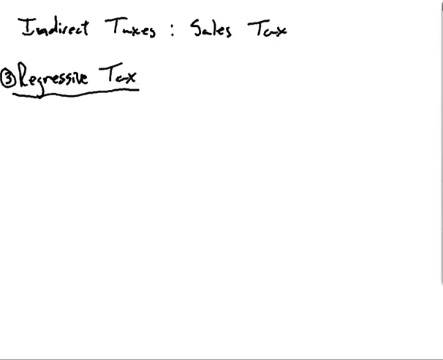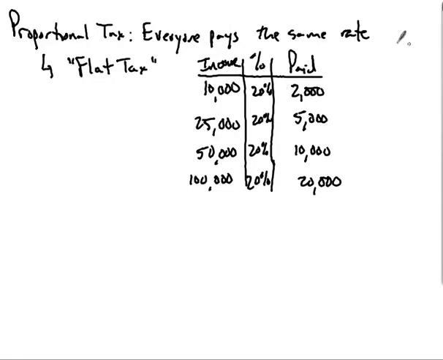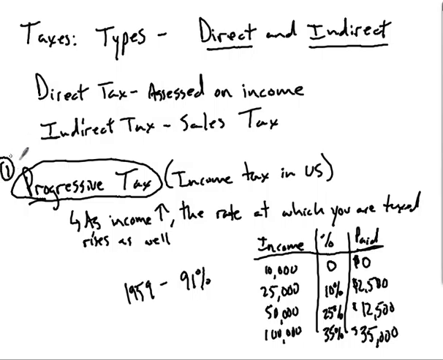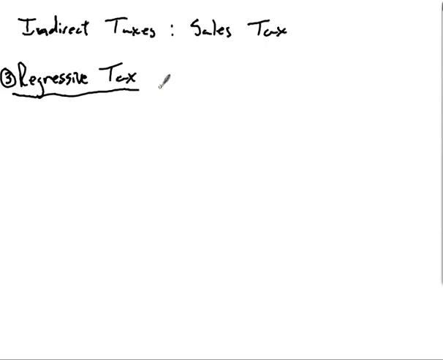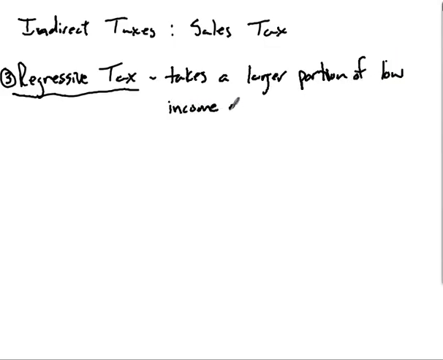Let me go back here, hang on just a second. That was number 2, and progressive was number 1. So the three big taxes to take out of this are progressive, proportional, and then a regressive tax. Let's look and see why they call it a regressive tax. A regressive tax takes a larger portion of low income earners' total income.